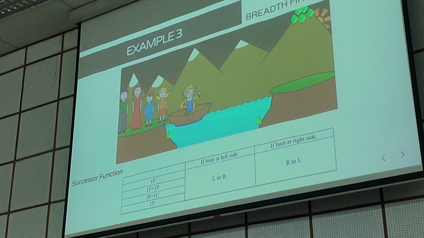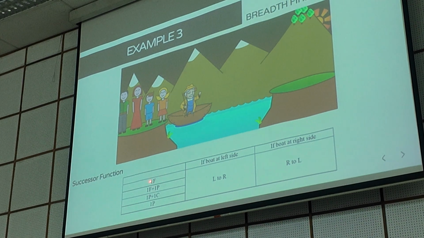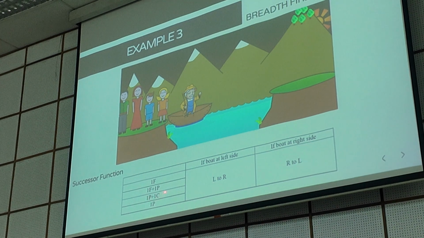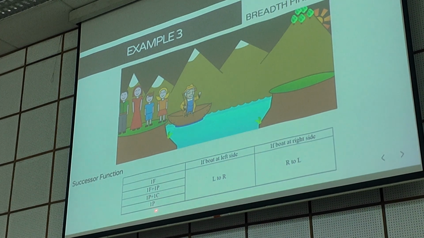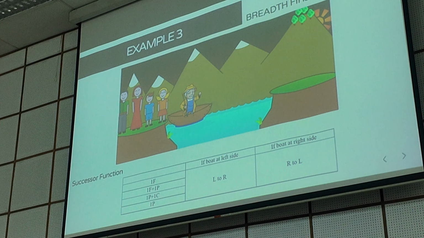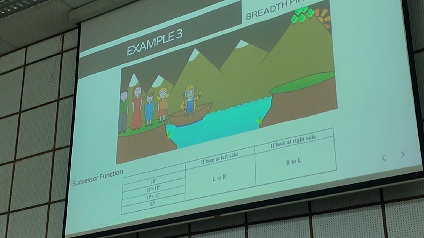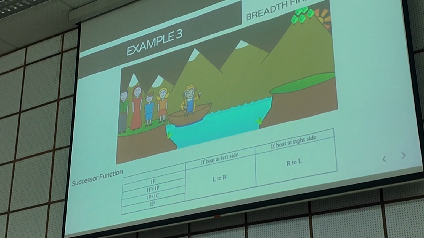So we have 4 actions available to the agents here. We can move one fisherman, plus one parent, with 1 child, and 1 parent only. Okay? So anyone would like to try this question using, let's say, breadth-first search? There are such questions in the tutorial using breadth-first search. How about breadth-first search? I'll show you 1 or 2 levels. So this is how it actually works.